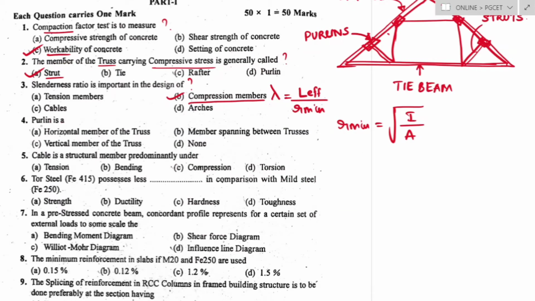Question number 4. Purlin is in a roof truss. Purlin acts as a structural supporting member which ties the common rafters and struts of the roof truss. So it will be a horizontal member of the truss. Option A is the right answer.